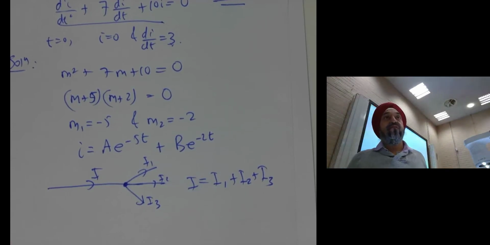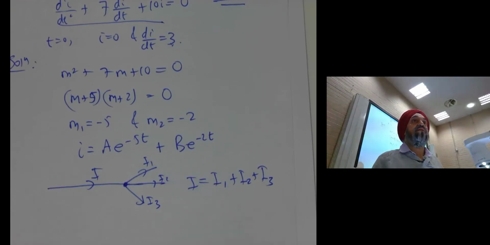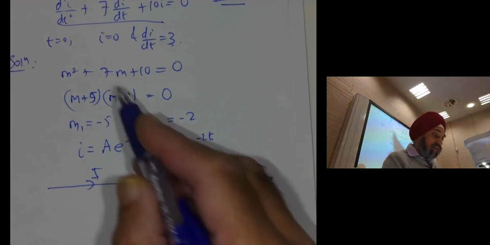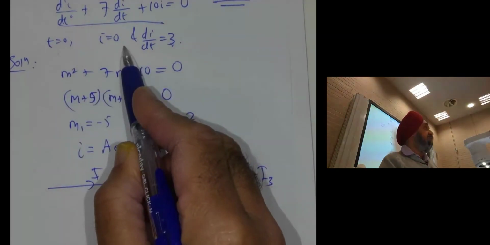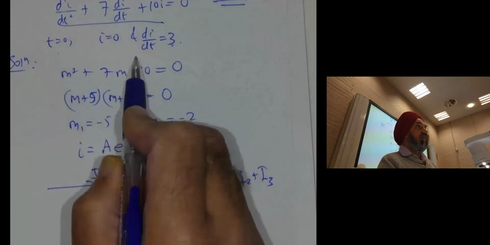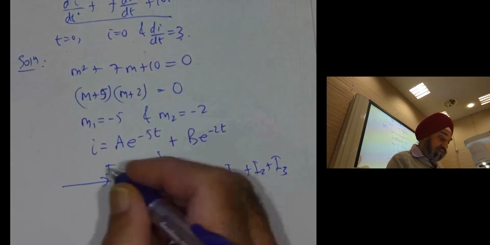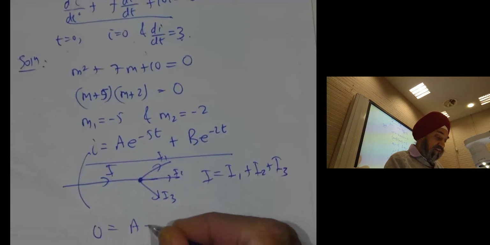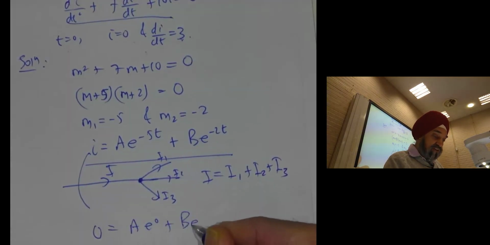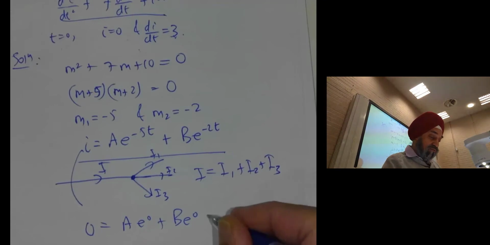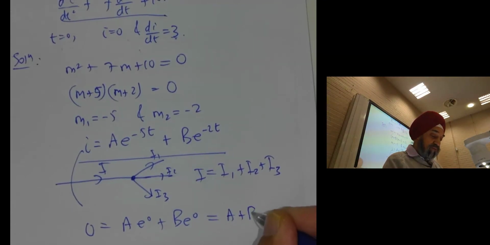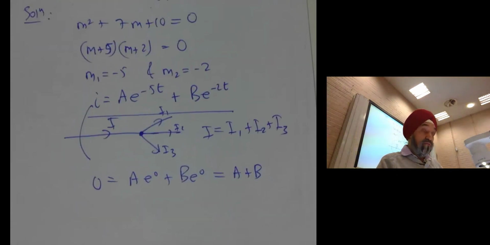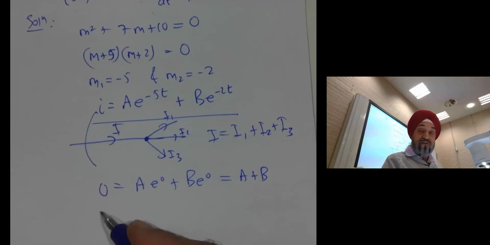Which values? T equals what? Yeah, T equals 0, I is equal to 0. You're told that. You're told when T is 0, the initial current is 0. So when you put T is 0 in here, you know 0 is equal to A e to 0 plus B e to 0. What's e to the 0 equal to? Yeah, A plus B. So what we do know now is A plus B is 0.